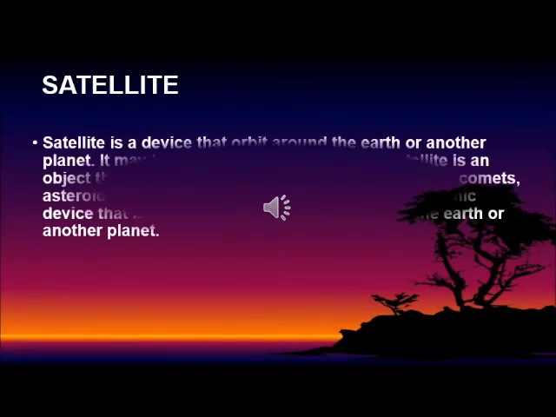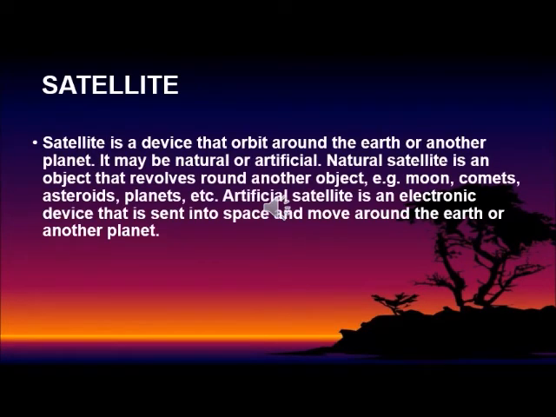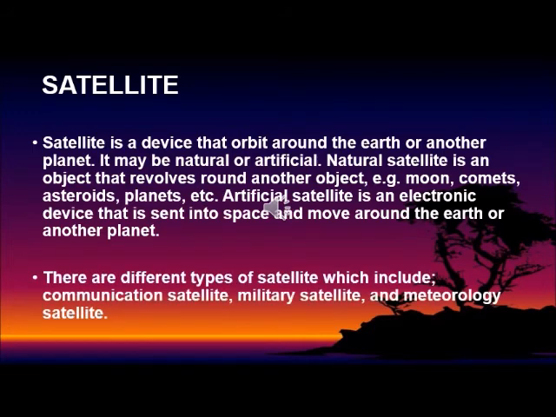Satellite. A satellite is a device that orbits around the Earth or another planet. It may be natural or artificial. A natural satellite is an object that revolves around another object, for instance, moon, comets, asteroids, planets, and so on. An artificial satellite is an electronic device that is sent into space and moves around the Earth or another planet. There are different types of satellites, which include communication satellites, military satellites, and meteorology satellites.